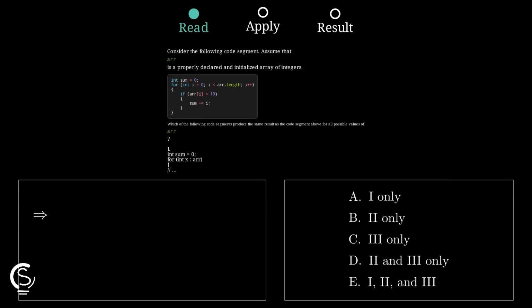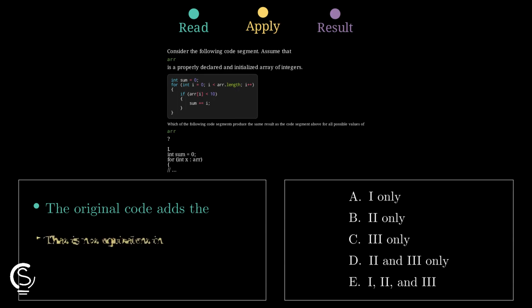Segment 1 fails because it adds the actual value x instead of the index. Segment 2 uses an enhanced for loop but manually tracks the index with variable j. This correctly adds the index to the sum when the condition is met, matching our goal.